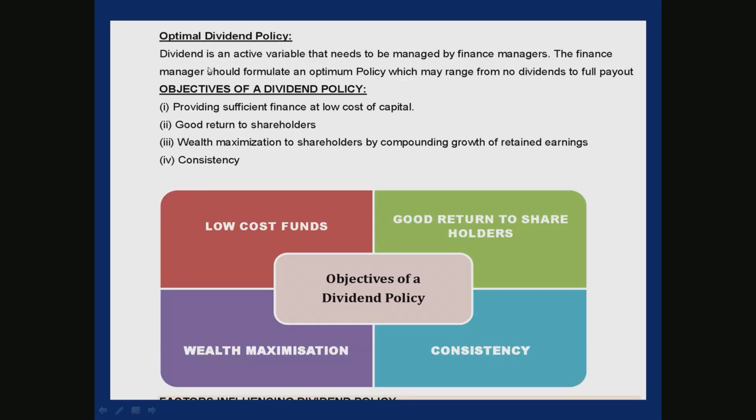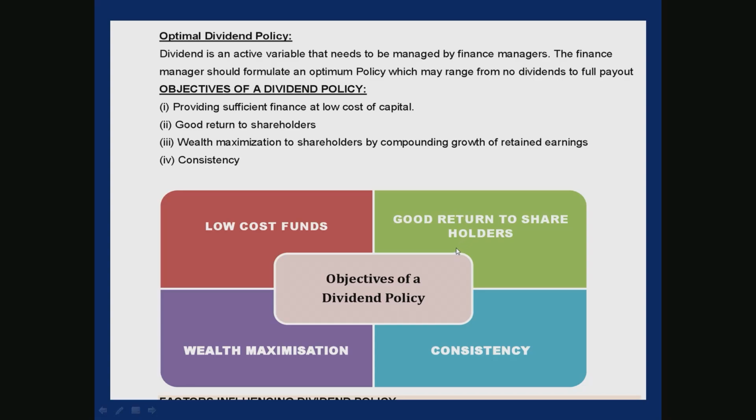Optimal dividend policy. The finance managers have to make a very prudent decision in deciding upon what an optimal dividend policy is. So there are four important objectives of a good dividend policy. Low cost of funds. If the company retains the profits, it is zero cost for them. The funds are available at zero cost. However, if they don't pay dividends, their market price of the shares would come down. So they have to balance between procuring low cost funds. Either they can use their own funds or borrow at a low cost.